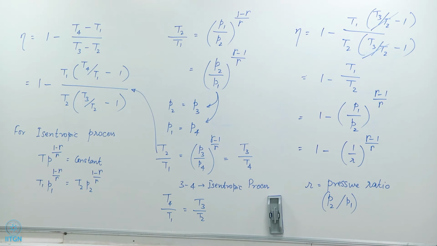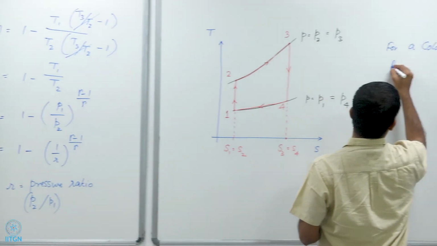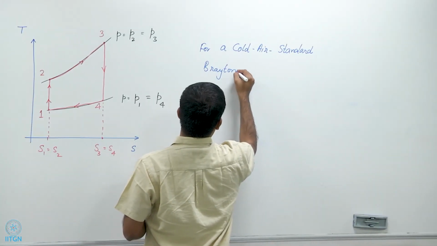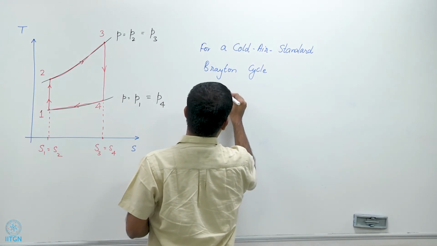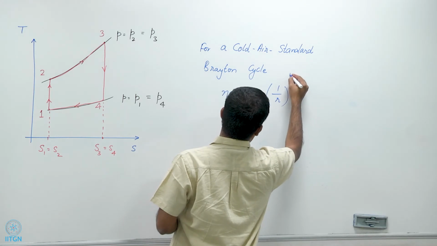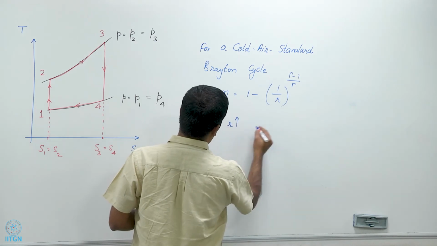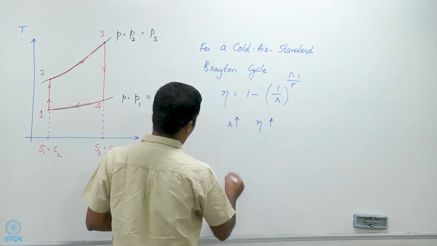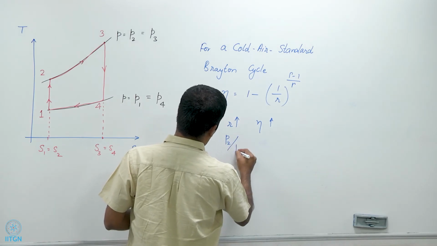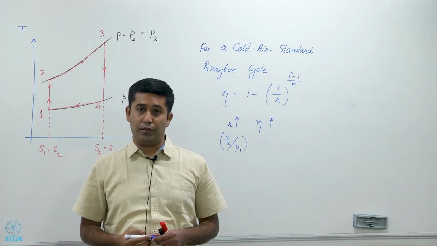So, we saw that for a cold air standard Brayton cycle, the efficiency was equal to 1 minus 1 by r to the gamma minus 1 by gamma. So, in other words, as the compression ratio increases, the efficiency increases as well, and the compression ratio is nothing but P2 over P1. So, it might appear that we should then compress the air to a very high pressure.